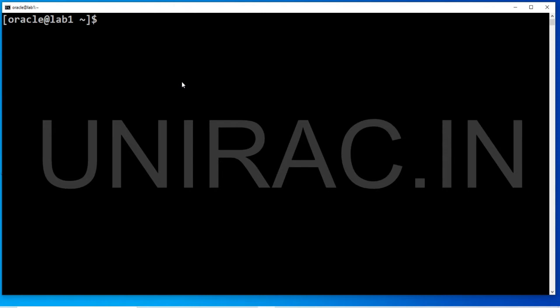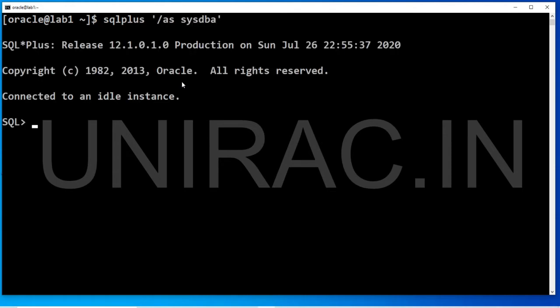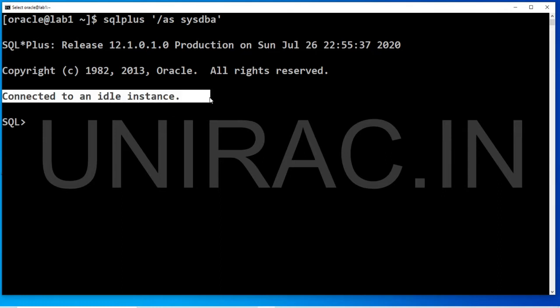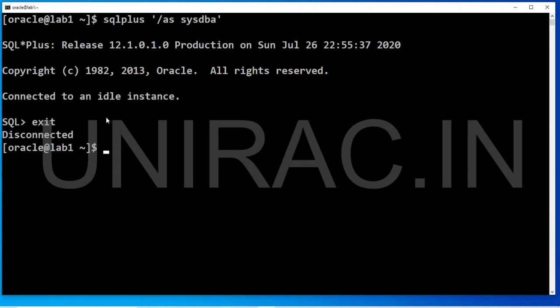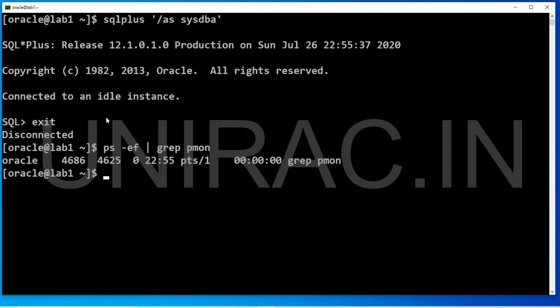So let's try to connect to your database. We found here "connected to idle instance". This message pops up. This could be one of the reasons: the instance is not up. So verify from your Unix level. How to verify from Unix level? Using ps -ef | grep pmon. You can see only a PTS process, but there is no instance up and running.